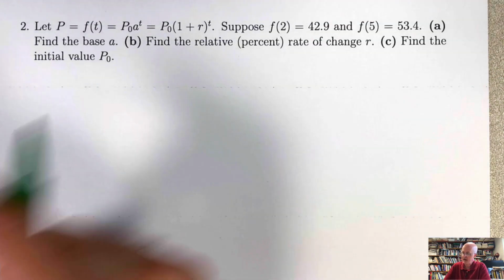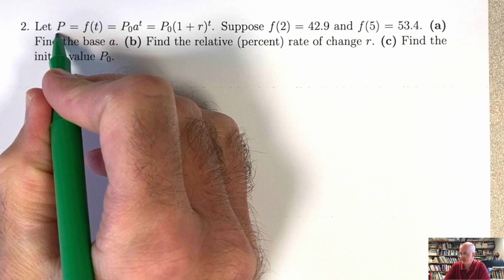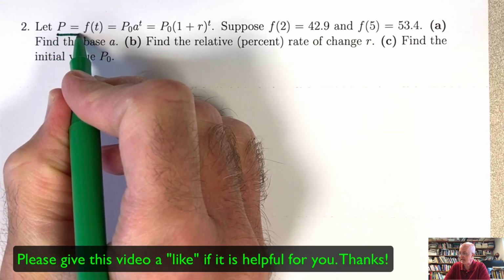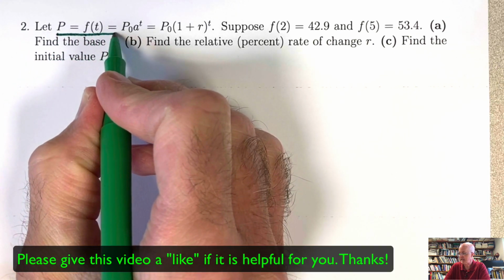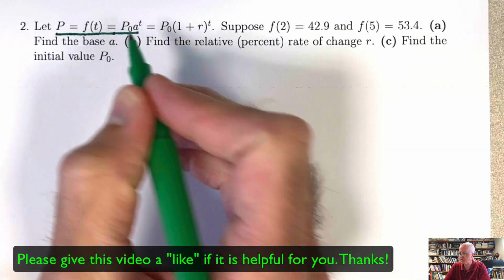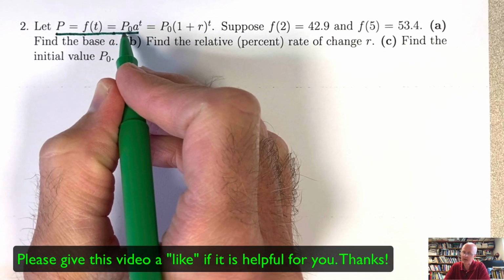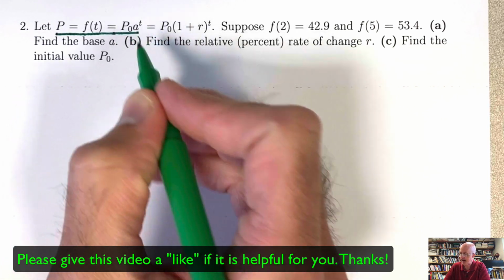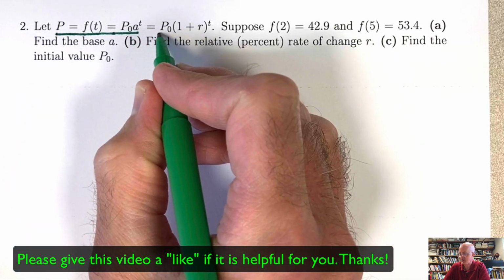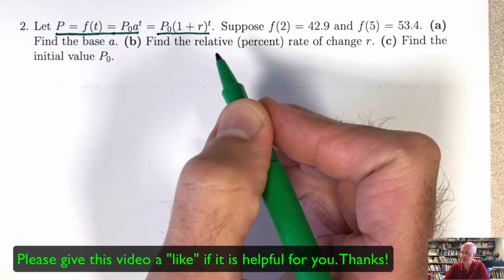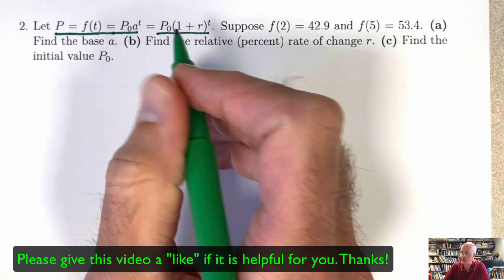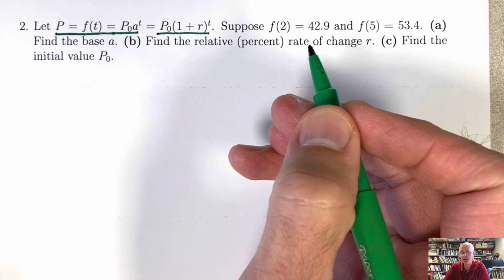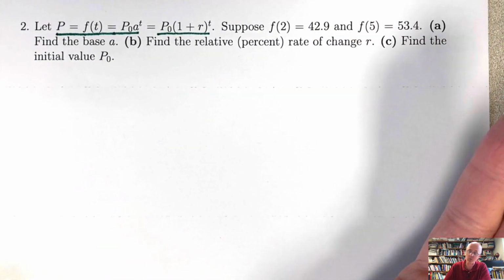Problem number 2, we've got, once again, an exponential function. This time we're calling the dependent variable p. P equals f of t equals p sub 0, which represents just one number, some people call it p naught for short, times the base a to the t power. This is an exponential function. It's also sometimes written like this, p sub 0 times 1 plus r to the t, where evidently a equals 1 plus r, so r would equal a minus 1.